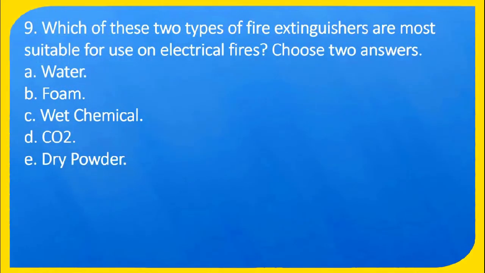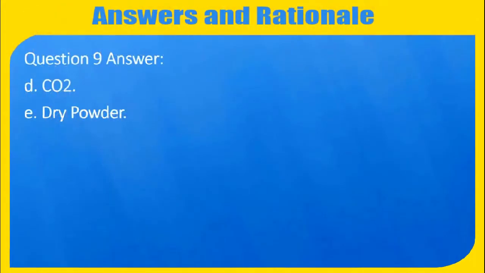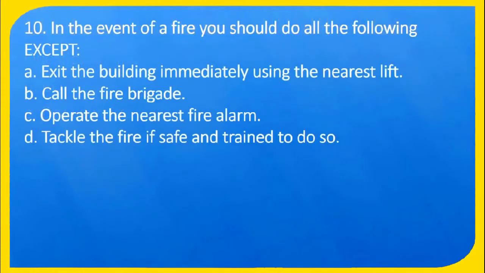Question 9. Which of these two types of fire extinguishers are most suitable for use on electrical fires? Choose 2 answers. A. Water. B. Foam. C. Wet chemical. D. CO2. E. Dry powder. Question 9 Answer D. CO2. E. Dry powder.